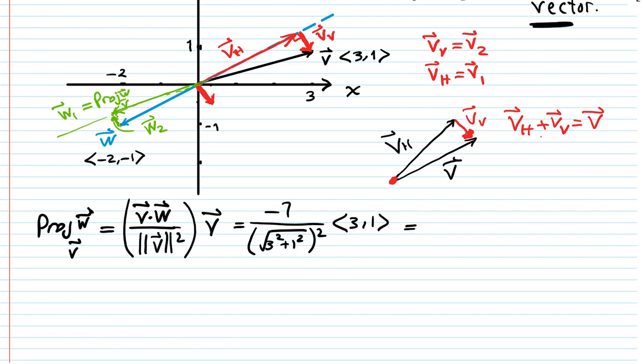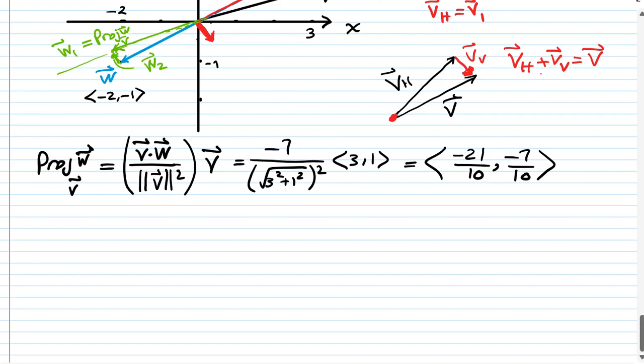And when you do this, you should get the denominator's square root of 10 squared, that's just 10. So I get -7/10 times 3, right? That's -21/10, comma, -7/10. All right, and there you have it. Notice we got a different result.